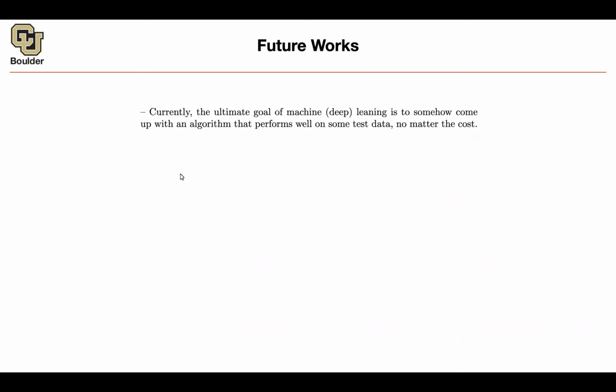What is the ultimate goal of machine learning these days, and deep learning in particular? It is to come up with an algorithm that performs the best on some test data. And we usually don't care about the cost. Maybe it's time to start thinking about the cost. And how does it compare to statistics in general? The goal of statistics is to come up with a model that explains the data. And these days, there is this new emerging field of explainable AI trying to be somewhere in between the two.